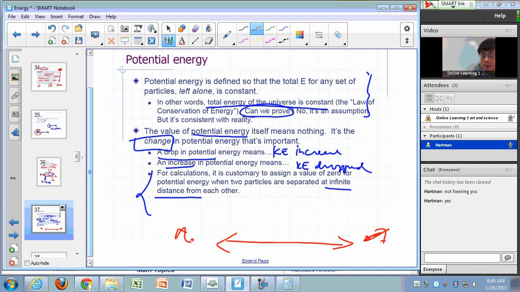If these two particles are not affecting each other, their kinetic energy is going to be constant, right? If they're very far away. And so your potential energy is constant. So we just say, let's take the potential energy in that situation to be 0. It doesn't have to be. We can assign any number to it, okay? It's just a way for us to keep track. We're really more interested in tracking the changes in potential energy.